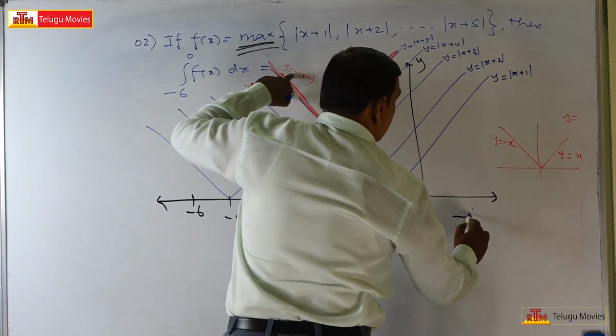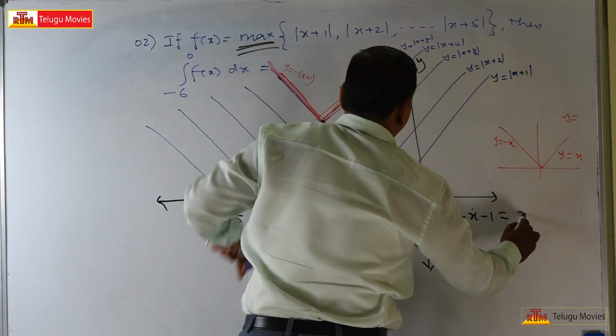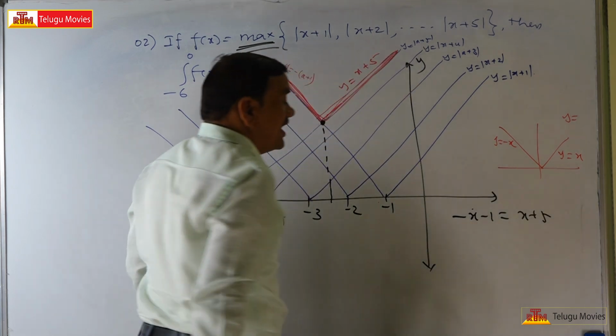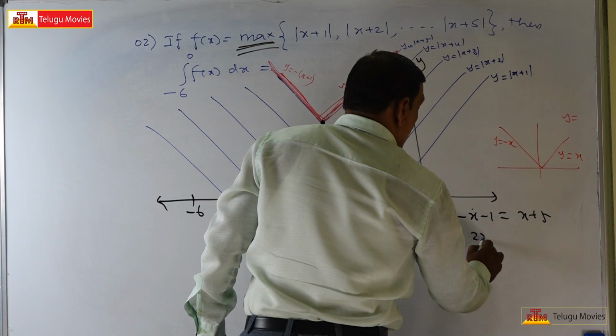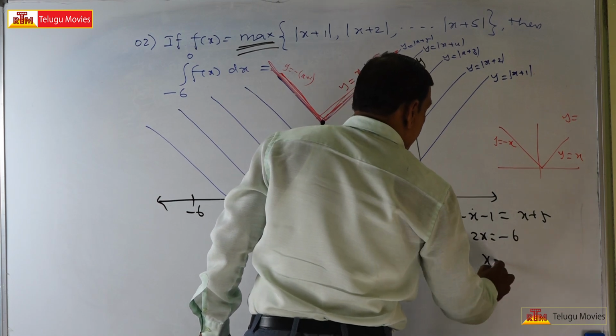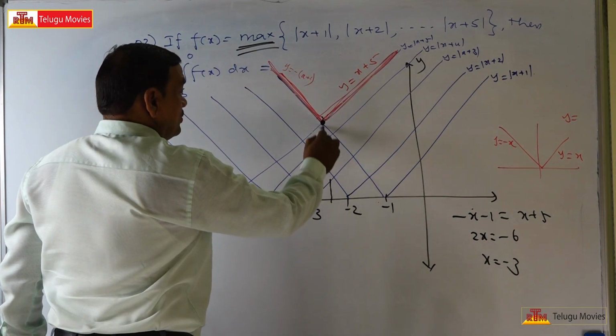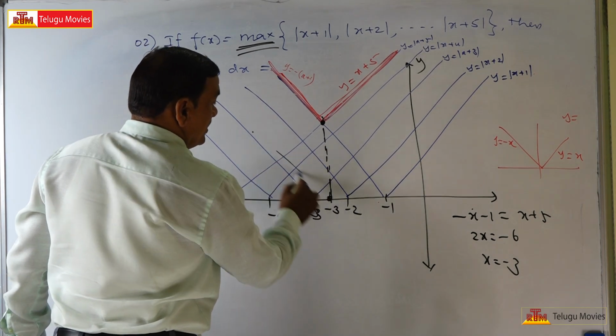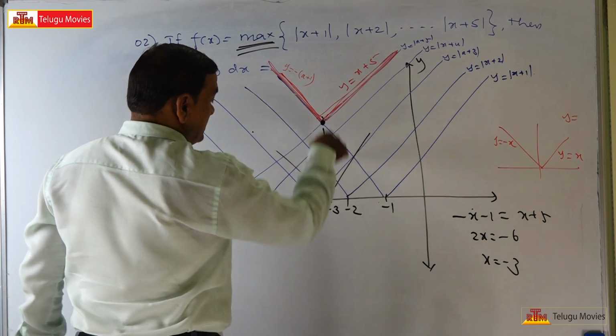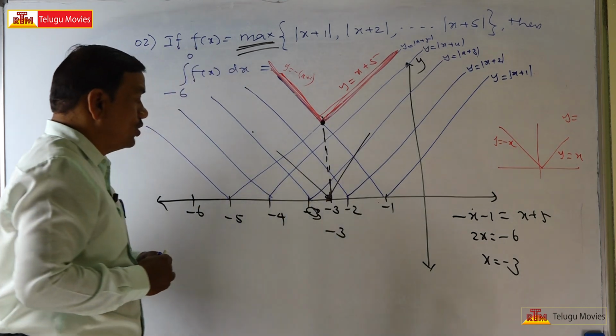So, this is minus x minus 1 is equal to x plus 5. Take it to that side and it is 2x is equal to minus 6, x is equal to minus 3. So, this is nothing but x is equal to minus 3. Of course, it is also there here. I think it will come here. x is equal to minus 3.